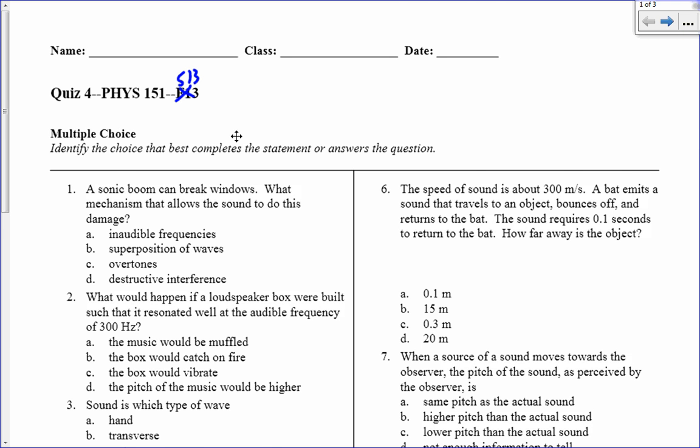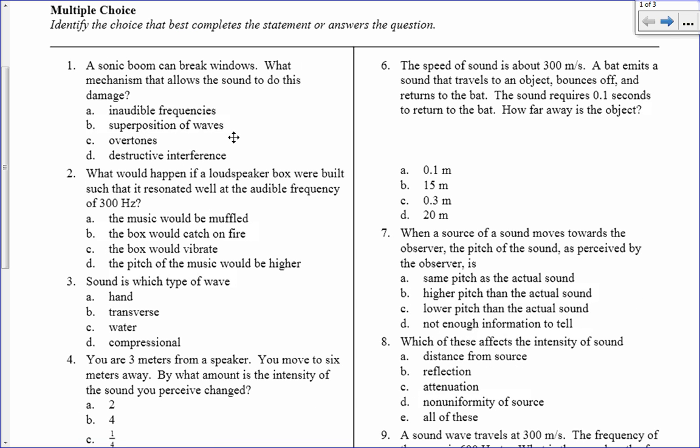So the sonic boom can break windows. What is the mechanism that allows a sound to do this damage? That's due to the superposition of waves that causes these sonic booms. It's like also a duck traveling through water. We talked about this example.